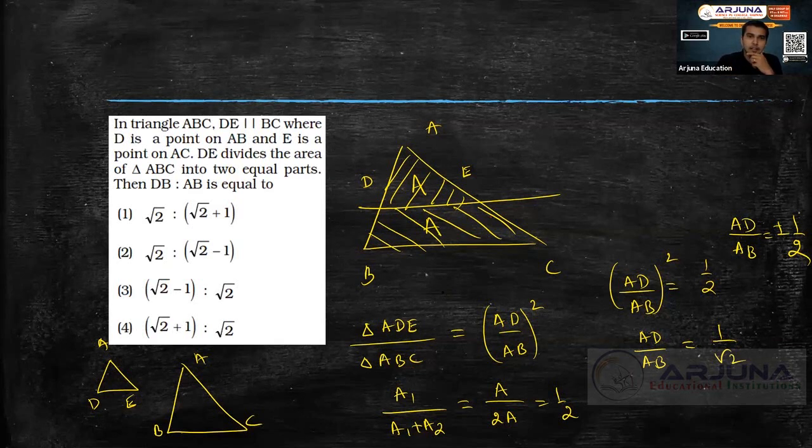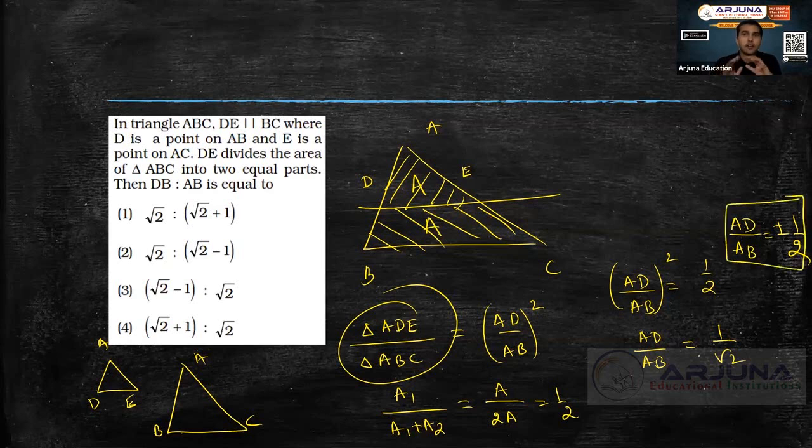Okay, so that's what we have written here. Now, what is the area of ADE? That is nothing but A. And what is the area of ABC? That is the total area, 2 times A. So that is nothing but a 1:2 ratio. That means AD by AB the whole square equals 1:2. That means AD by AB is 1 by root 2. You should not consider plus or minus here, because it is the length of a side, and length cannot be negative. So AD by AB equals 1 by root 2. Okay, what do you need to find now? DB by AB. What is DB by AB?